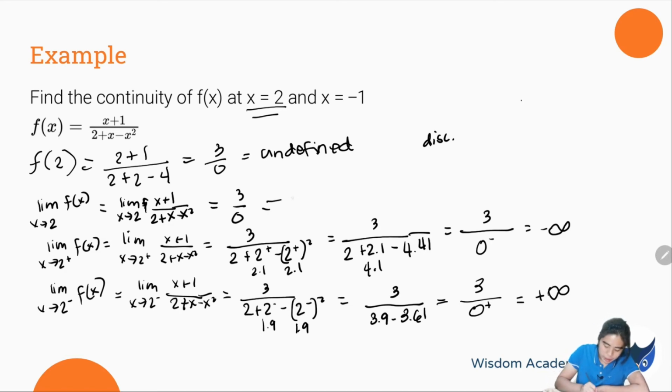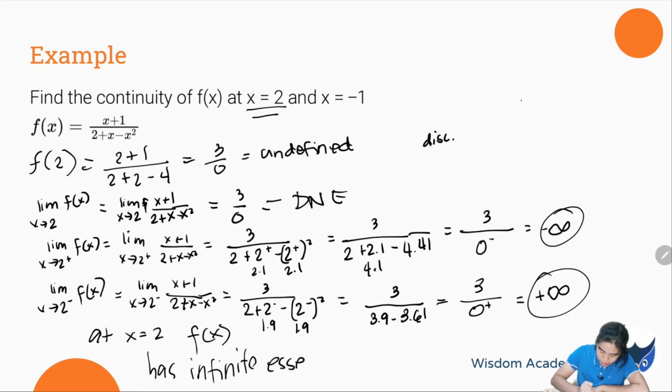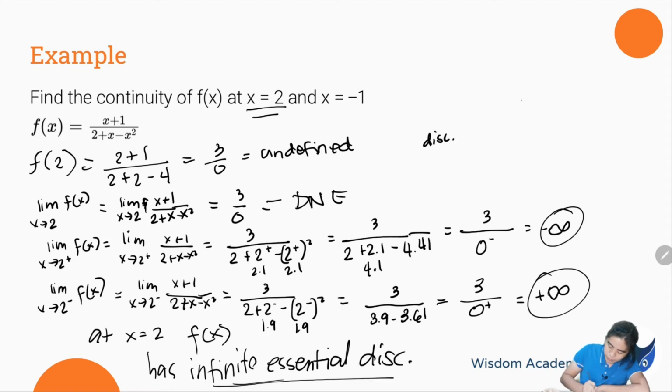So, yung limit does not exist since hindi sila equal. Pero alam natin na infinite yung values nila sa one-sided limit. So, at x equals 2, f of x has infinite essential discontinuity. Okay.